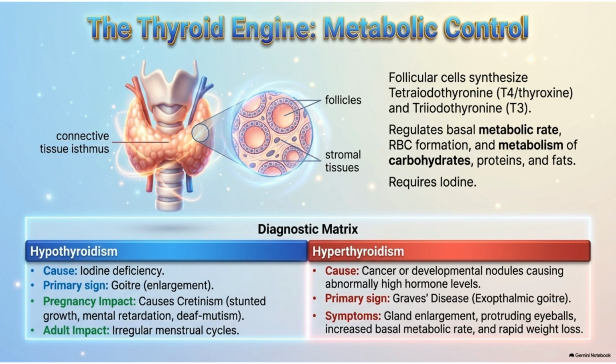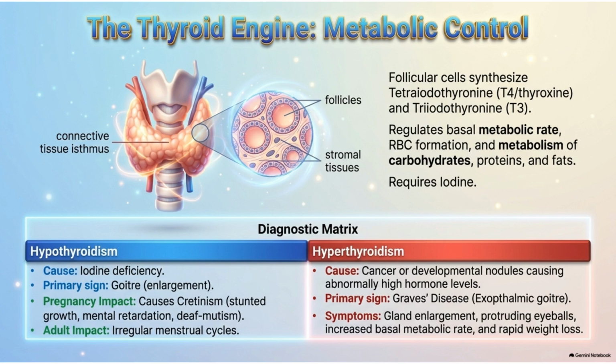Follicular cells synthesize tetraiodothyronine, or thyroxine, T4, and triiodothyronine, T3. Iodine is essential for normal synthesis of thyroid hormones. Iodine deficiency causes hypothyroidism with an enlargement of the thyroid gland called goiter.